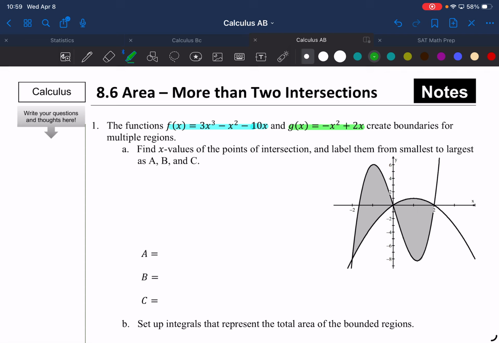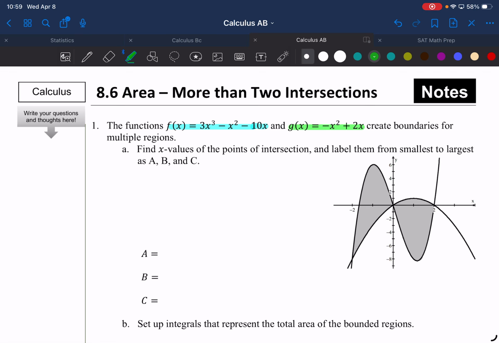Okay, so 8.6 is area where we have more than two intersections. So the first example says the functions f of x is equal to 3x cubed minus x squared minus 10x, and g of x is equal to negative x squared plus 2x. Create boundaries for multiple regions.